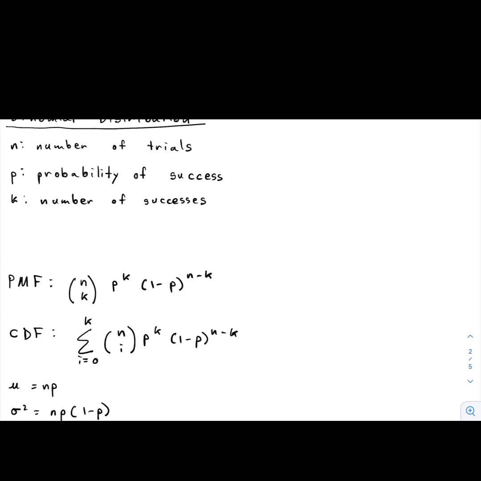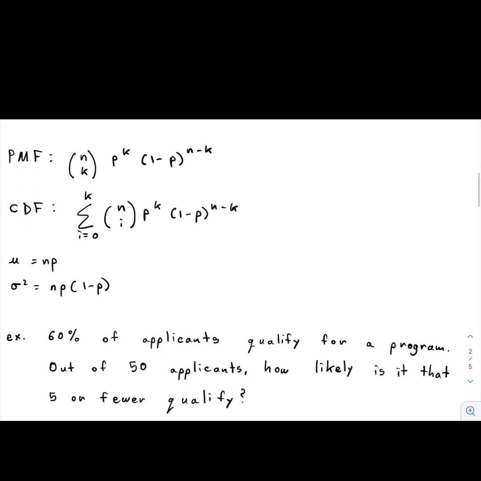When we have such a scenario, our probability mass function is given by this formula here: n choose k times p to the power of k times 1 minus p to the power of n minus k, where again n is the number of trials, p is the probability of success, and k is the number of successes. And to get to our CDF, or our cumulative distribution function, we sum the values of our probability mass function from 0 up till whatever value k that we want to know about.